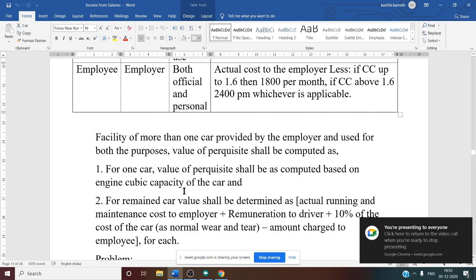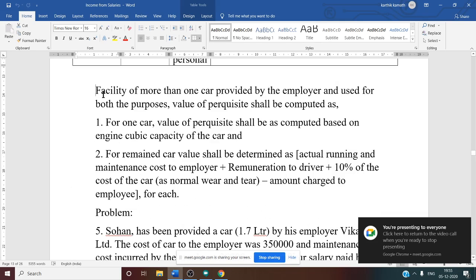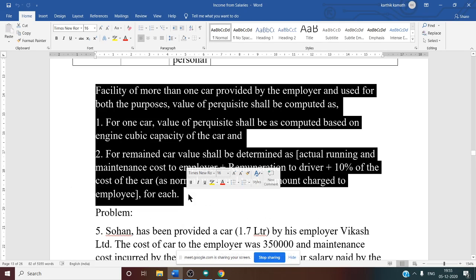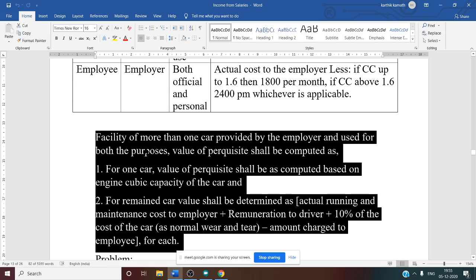See this. Now, after studying the rules, there are certain notes given that we have to see. Facility of more than one car provided by the employer. Now, employer is giving more than one car. In that case, how to calculate? Suppose employer gives the employee two cars. In that, how to calculate? Then if that car is used for both purposes, then value of the perquisite shall be computed as follows.